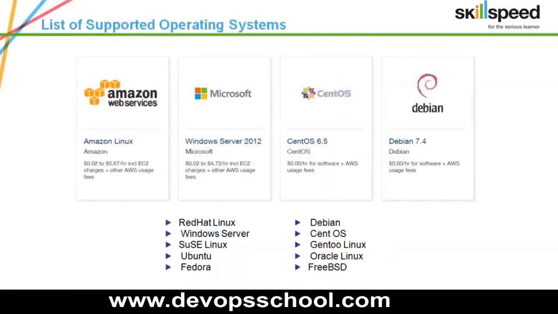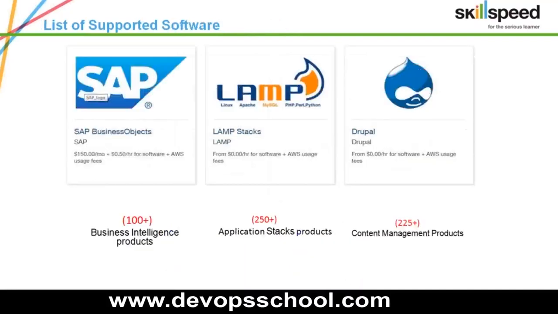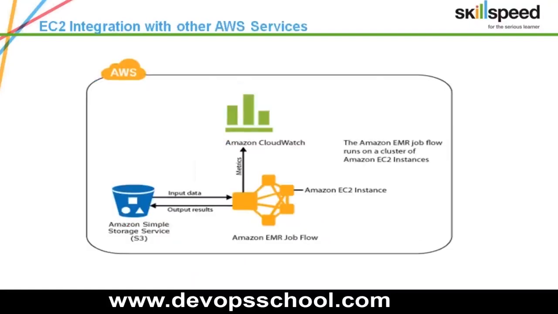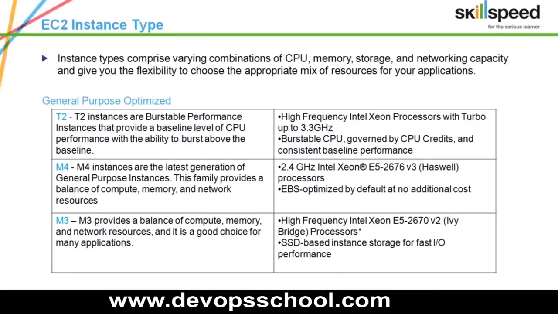So basically, the list of operating systems supported, you know that by now. It supports almost all operating systems, starting from Linux, all the flavors, and then Windows, all the flavors, and things like that. All the software is supported. You can have as much software as you want: SAP, LAMP, WAMP, Drupal, Joomla, and many more things. Integrate with other AWS services as easily as possible.